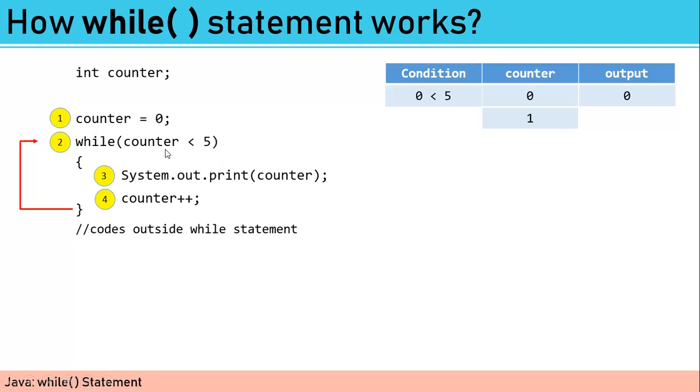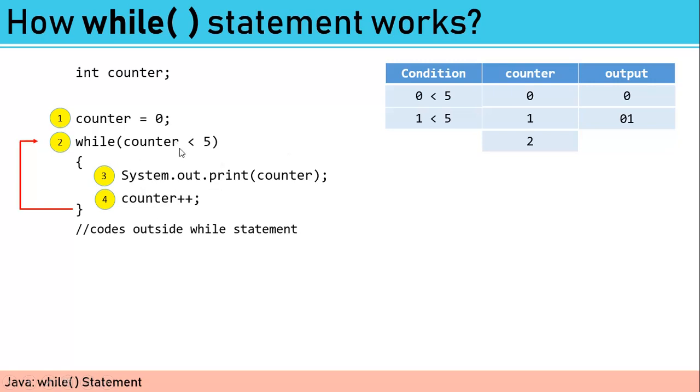Since the value of your counter is now 1, your condition will look like this: is 1 less than 5? And the answer is yes. So if the answer is yes, we will again proceed with the body. We will print the value of the counter. Previously the output is 0, so we will only be adding 1 there, since the current value of your counter is 1, and then the execution will go back to your statement.